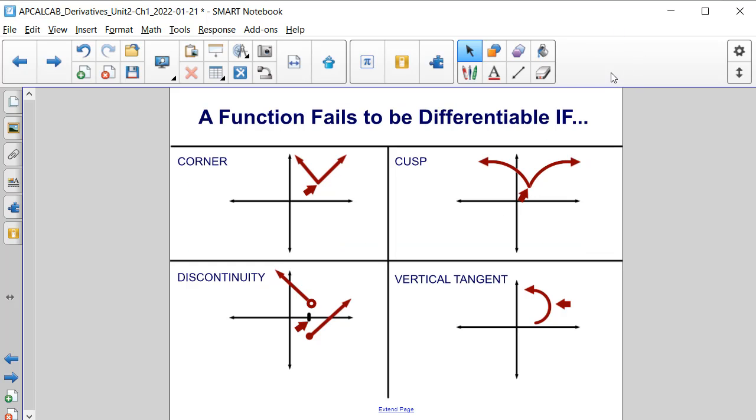A function fails to be differentiable if it has a corner, such as the absolute value function that we examined. For similar reasons, functions that have a cusp are also not differentiable at specific points. When there's discontinuity, the limit will not exist, therefore the function will not be differentiable. And the last case is a vertical tangent. If a function has a vertical tangent, it will fail to be differentiable.